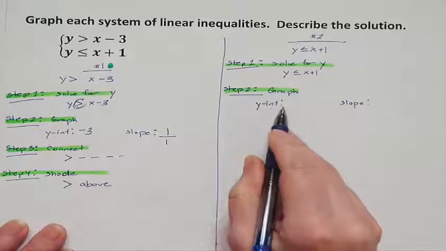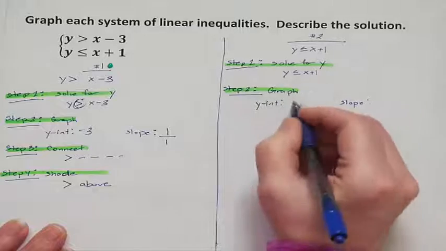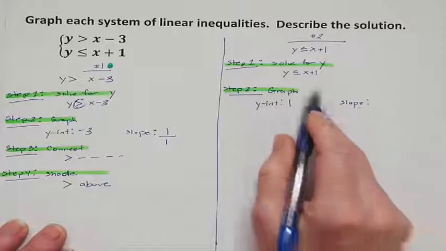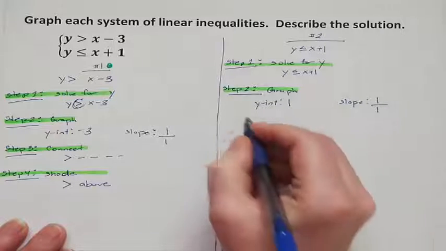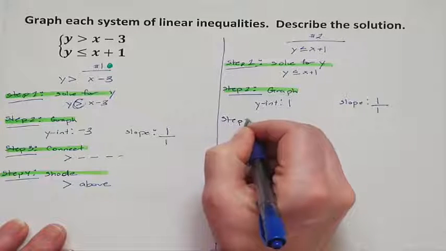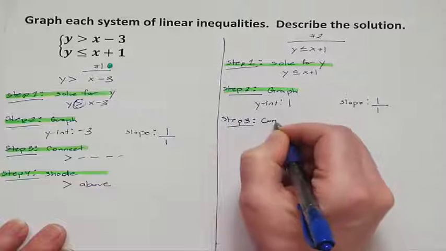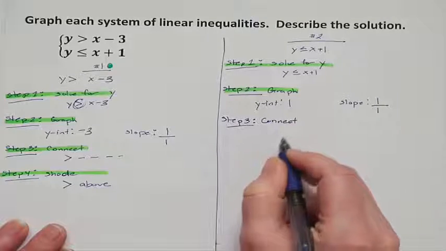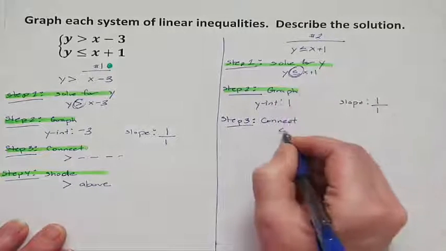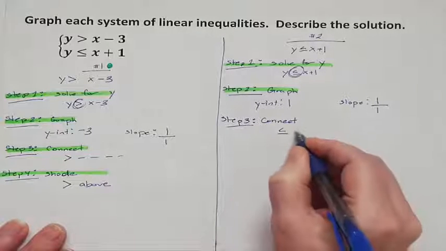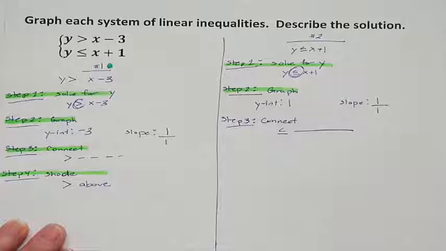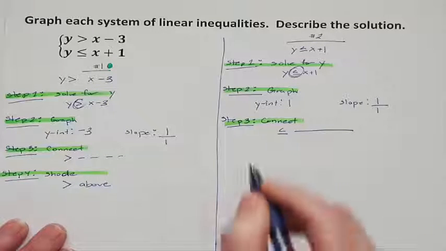The y-intercept is a lonely number without any letter. My y-intercept is a +1. My slope is the number in front of x. My slope is 1. Slope has to be a fraction, so you put it over 1. Step 3 tells us how we connect it when we graph. To do step 3, we look at the symbol left behind in step 1. This is a less than or equal to. Equal to means we need to connect with a solid line. So when graphing, we need to connect with a solid line.